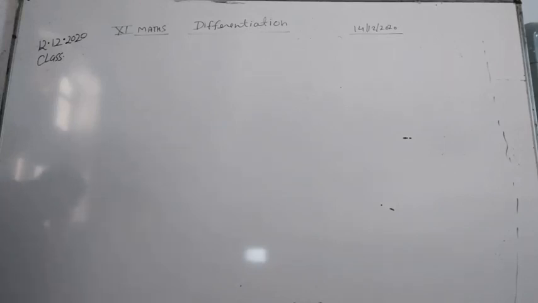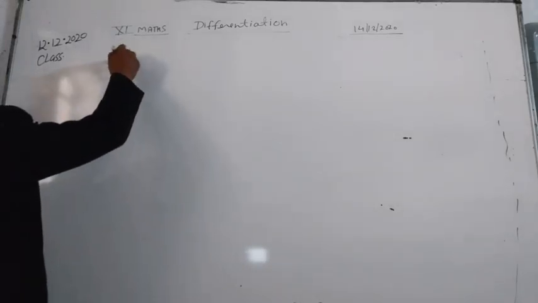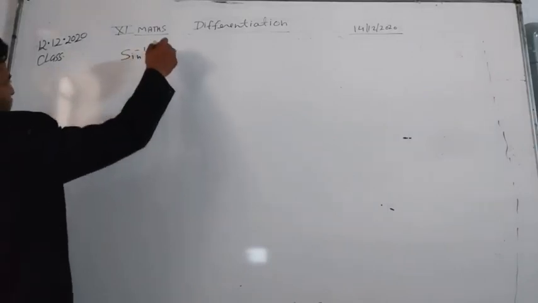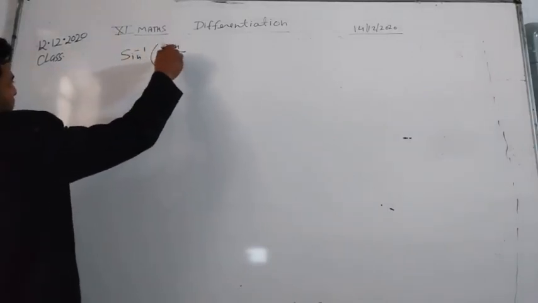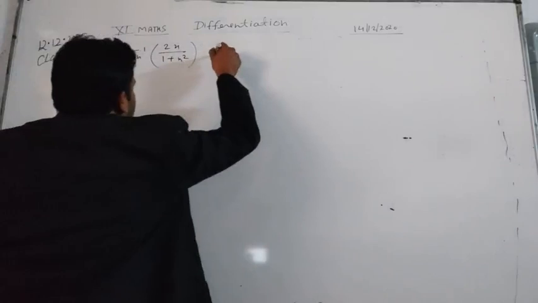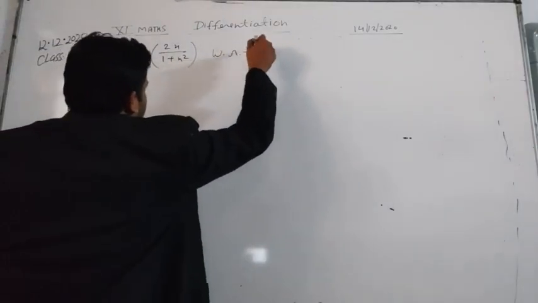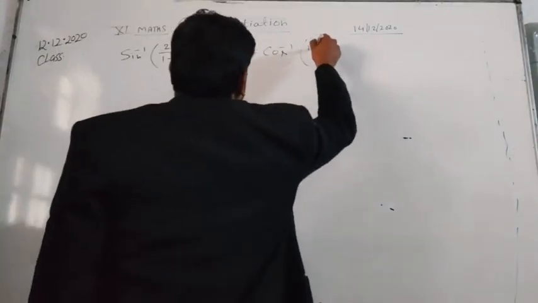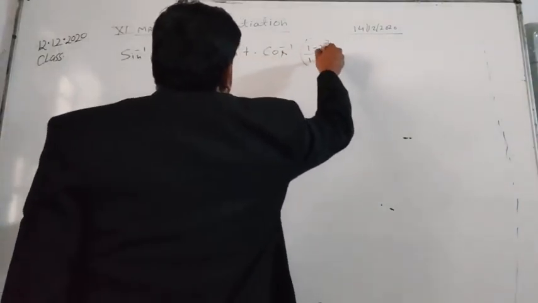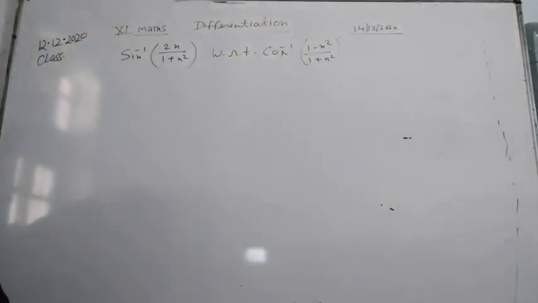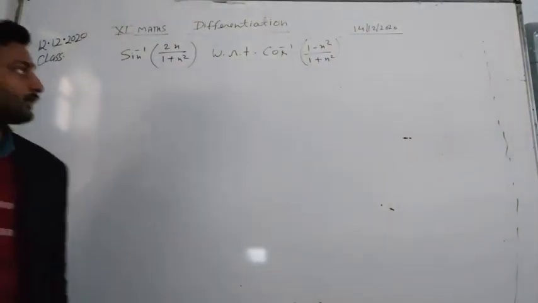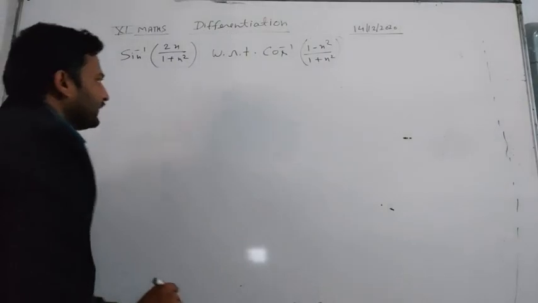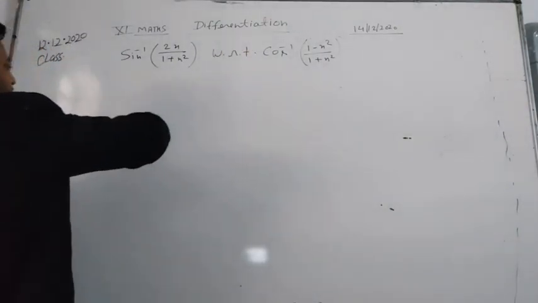Next question is: differentiate sin inverse of 2x upon 1 plus x square with respect to cos inverse of 1 minus x square by 1 plus x square. Okay, student. Now we have to differentiate this function with respect to this function.